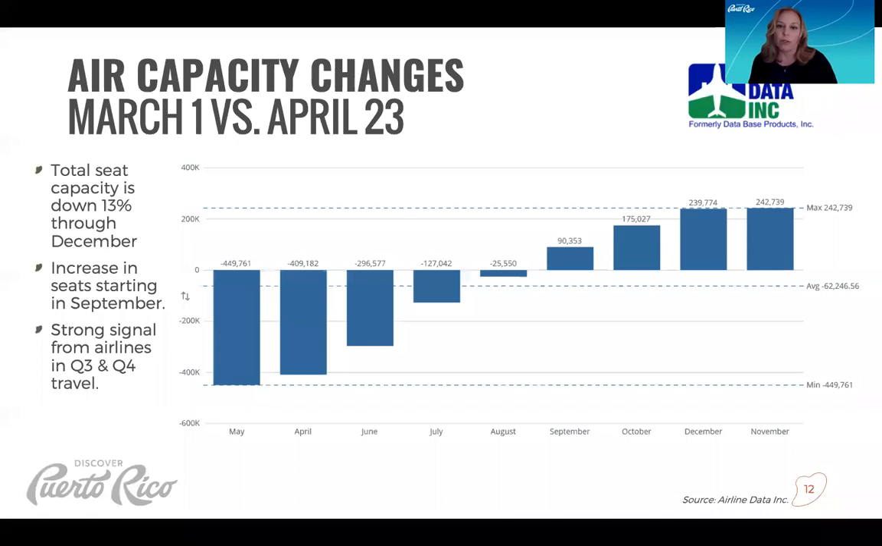Airlines are drinking through a fire hose right now, attempting to make changes to routes based on anticipated demand. With this, they've focused primarily on route changes through June. Though airlines have pulled out about 1 million seats from the market, they've added capacity for September through December, a strong signal in the return of leisure visitors in the third and fourth quarters.